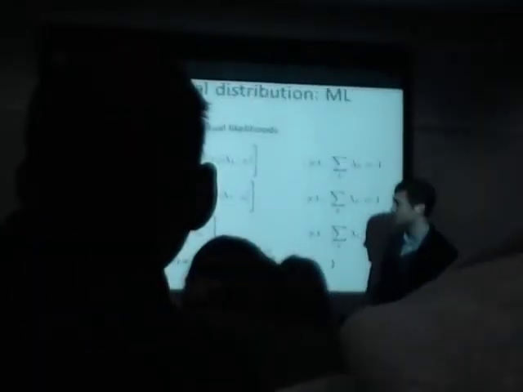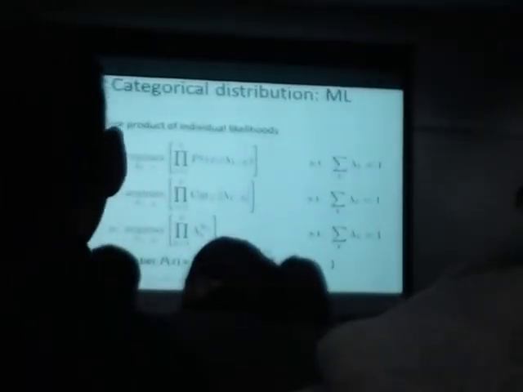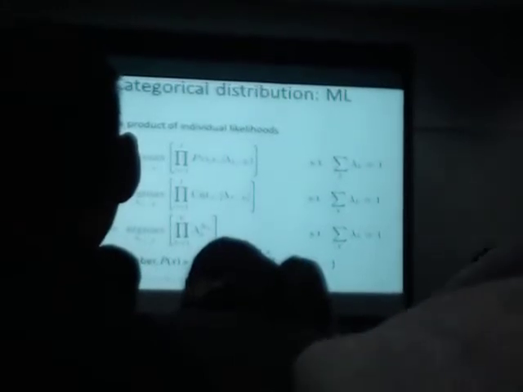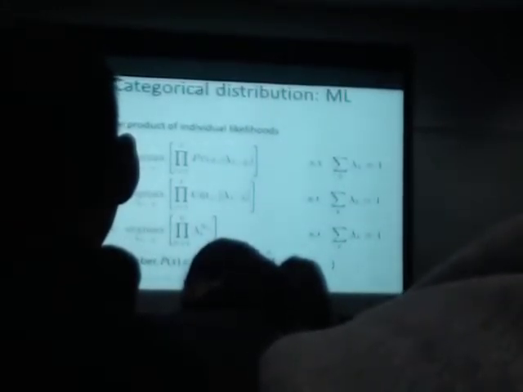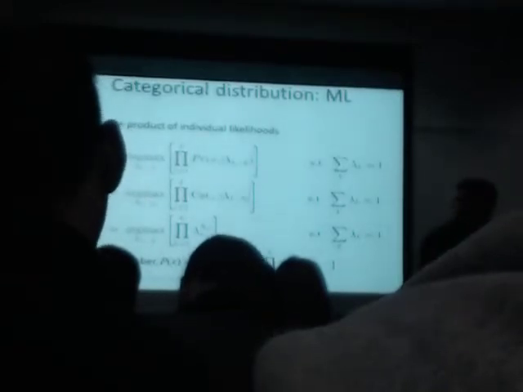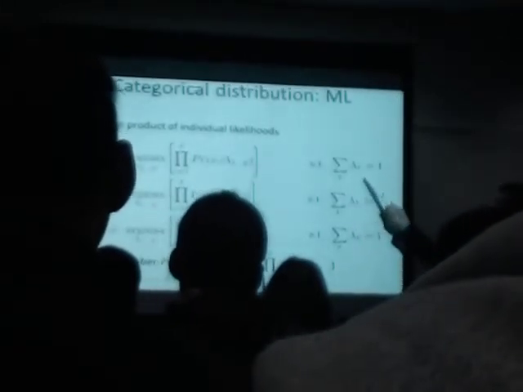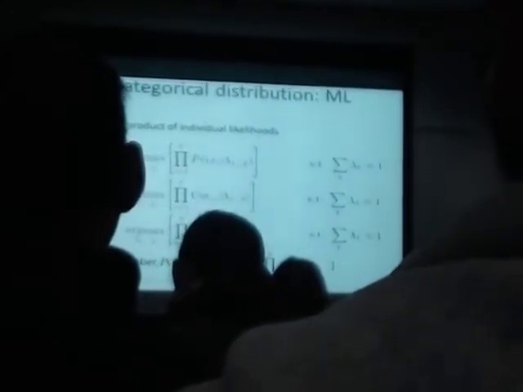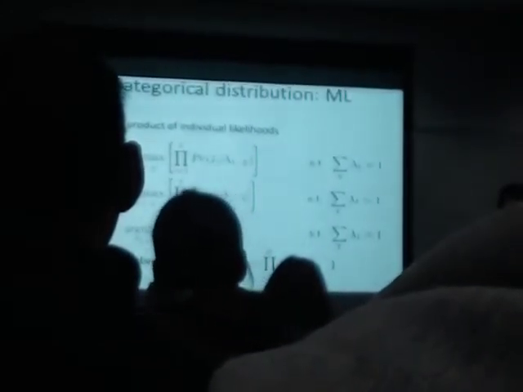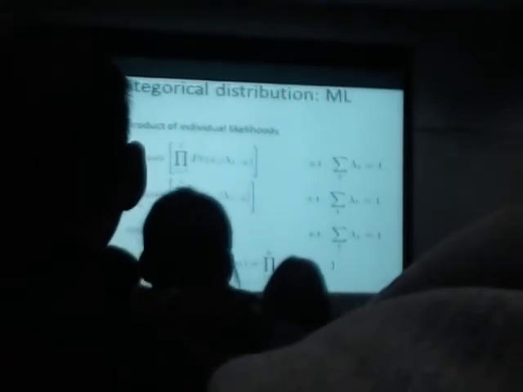So what do we need to do with the ML? We've got our observations given a set of parameters, and we want to maximize the product of all of them, subject to, and this is important, the sum of all the parameters of all the likelihoods being 1.